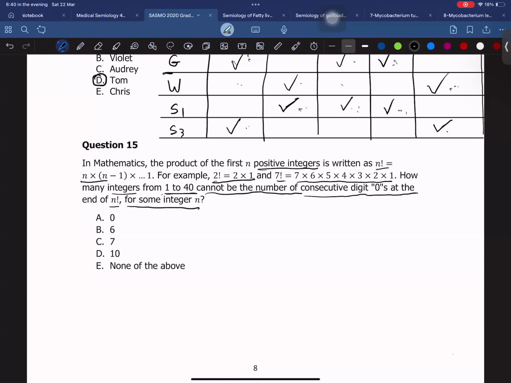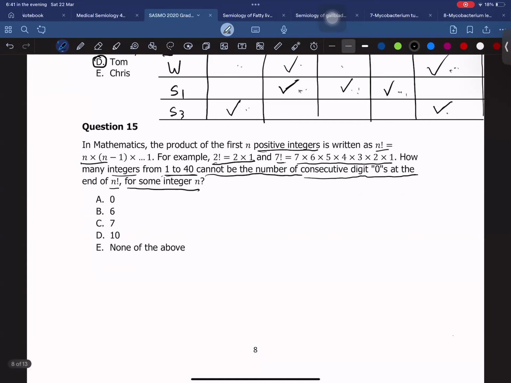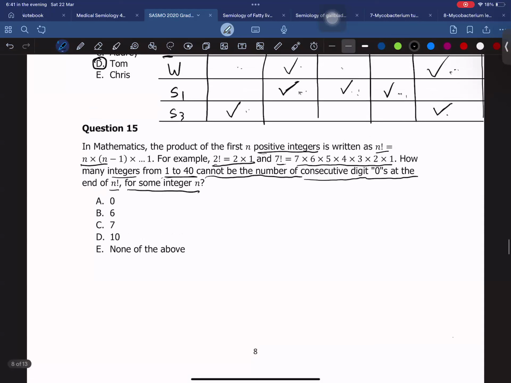CMOC, SASMO and AMO are equal. So if you get bronze, silver, or any medal, you can go. If you already get a medal in AMO, you're guaranteed to go to CMOC this year. So if you want to go, good luck. Try your best. Keep working hard, okay?